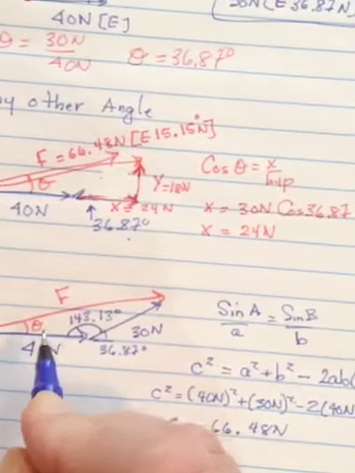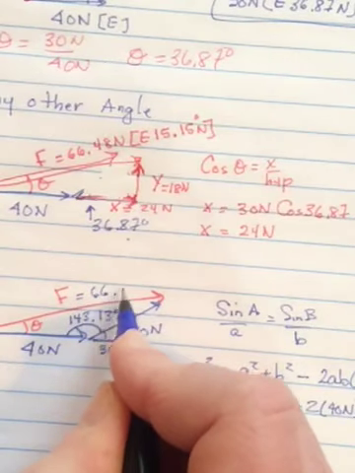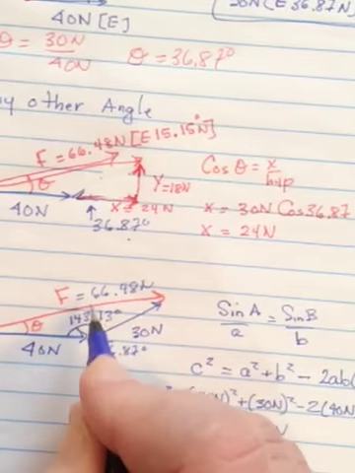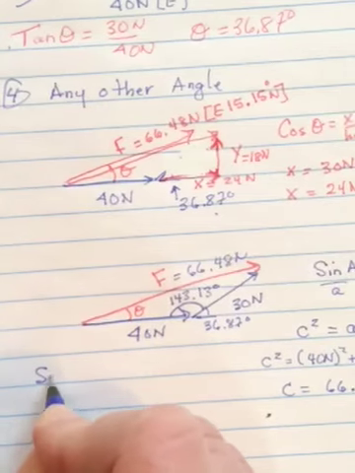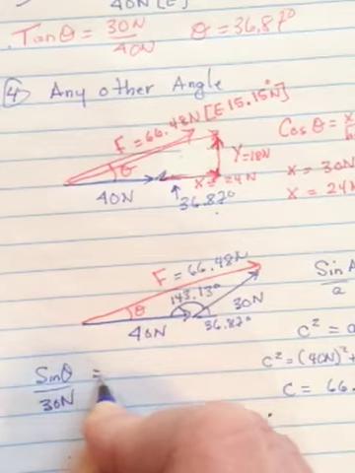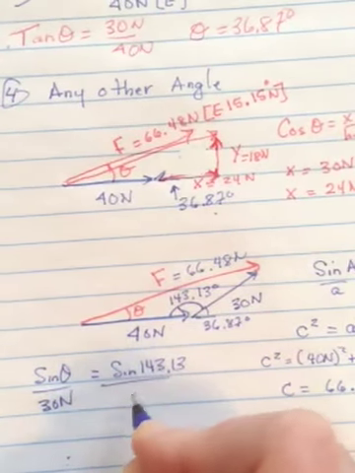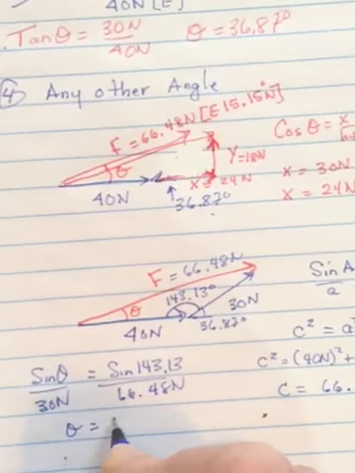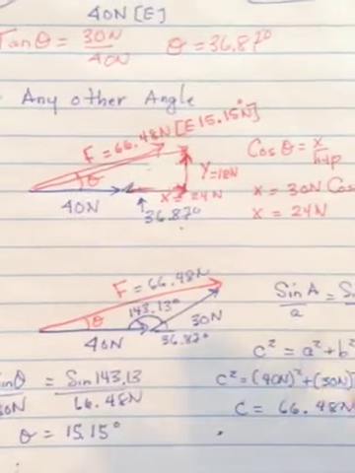And now you can find the angle, and now you could use the sine law, because if this is 66.48 newtons, now you have an angle and an opposite side, and you can find the opposite angle. So you could do sine theta over 30 newtons is equal to sine of 143.13 over 66.48 newtons. And then you would just solve for theta, and it better be 15.15 degrees. Okay, so you'd end up with the same answer.